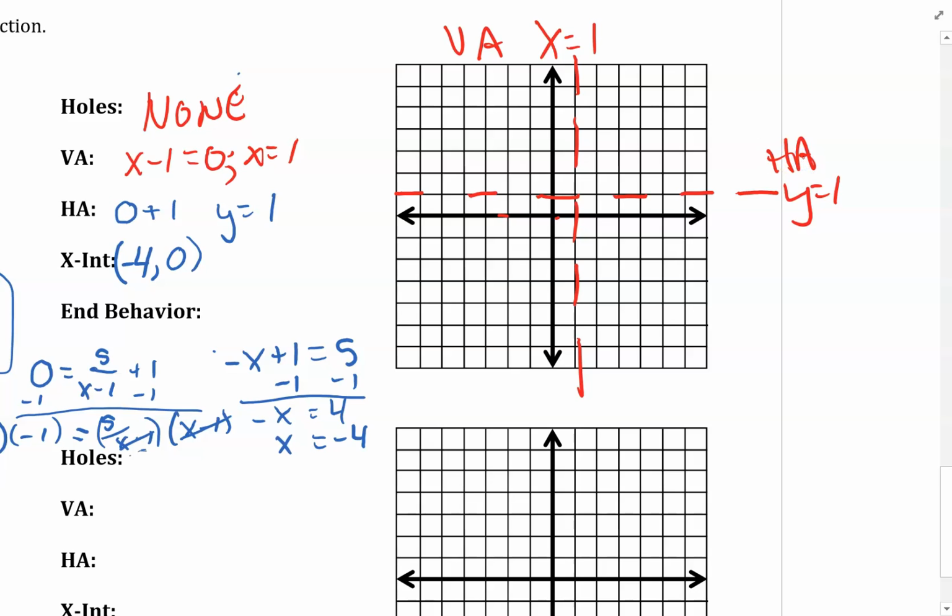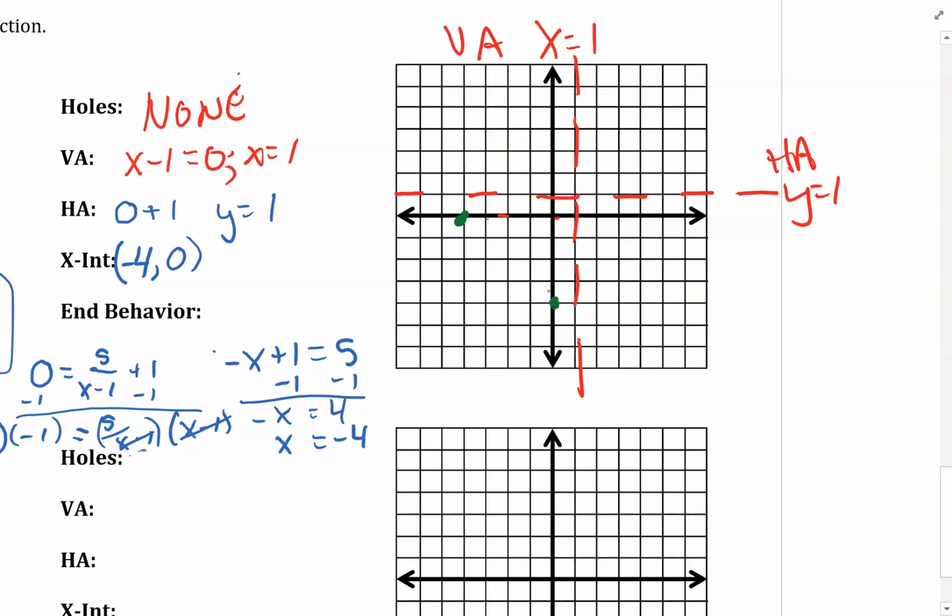We're going to have an x-intercept at negative 4, 0. So what if x equals 0? What do we end up with? Well, we get 5 over negative 1, which is negative 5, plus 1. So that's negative 4. So we'll plot the point 0, negative 4.